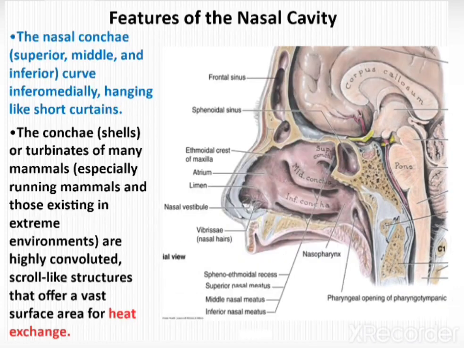Features of the nasal cavity. The superior, middle, and inferior nasal conchae curve inferomedially, hanging like short curtains. The conchae, or the shells or turbinates, are highly convoluted, scroll-like structures that offer a vast surface area for heat exchange.